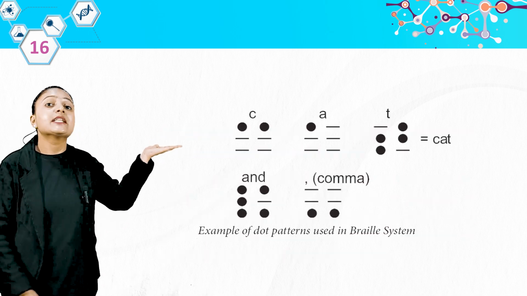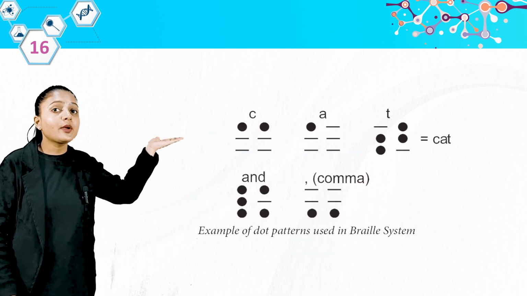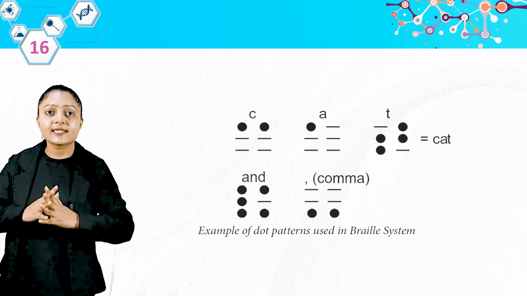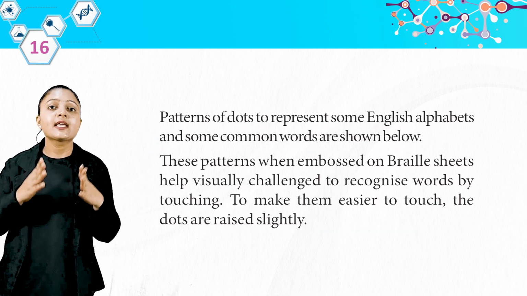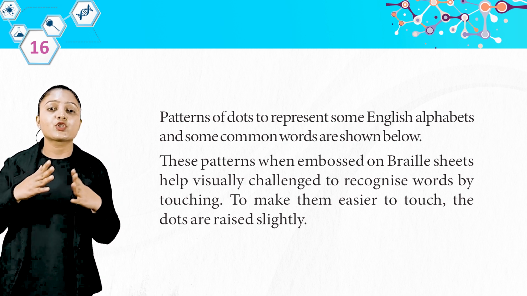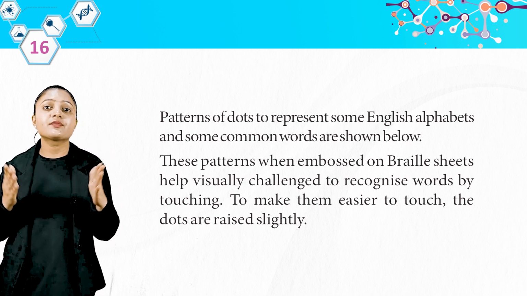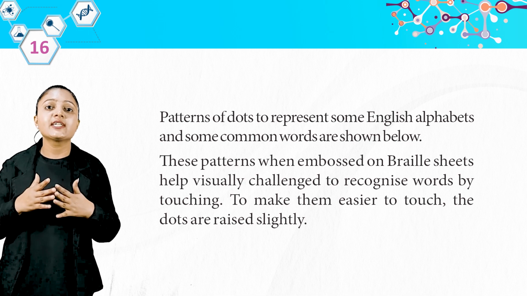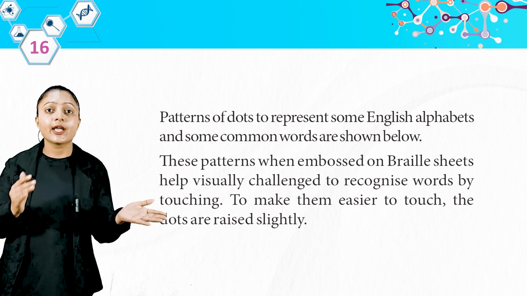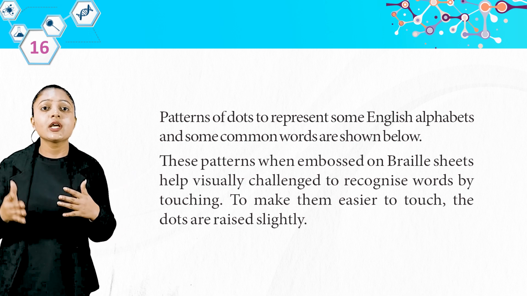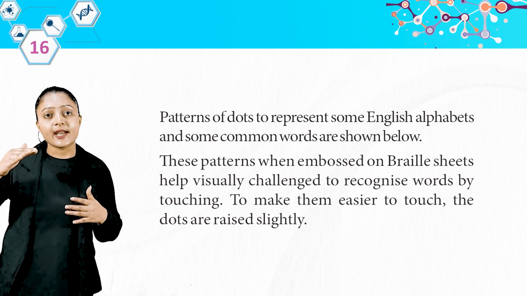Look at this image. These are examples of dot patterns used in Braille system. Patterns of dots to represent some English alphabets and some common words are shown below. These patterns, when embossed on Braille sheets, help visually challenged people to recognize words by touching. To make them easier to touch, the dots are raised slightly.